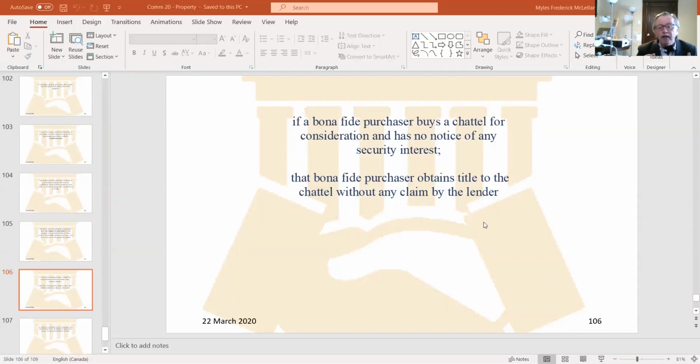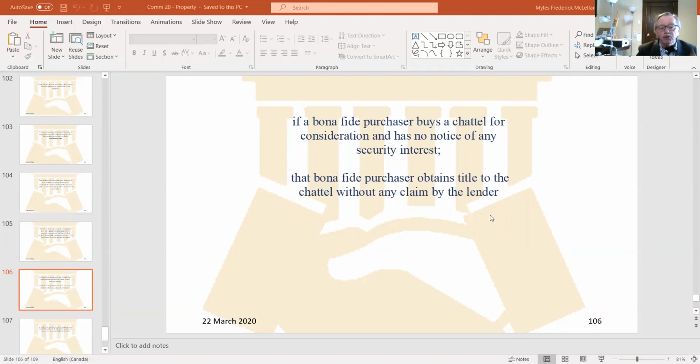If a bona fide, which means a verifiable and reliable purchaser, buys a chattel for consideration, you all know what consideration is, and they don't have any notice of any other security interest when they buy it, then they obtain title to that chattel, that piece of personal property, without any claims by anybody else. So they get good and clear title to it, right? So that's the position at common law.